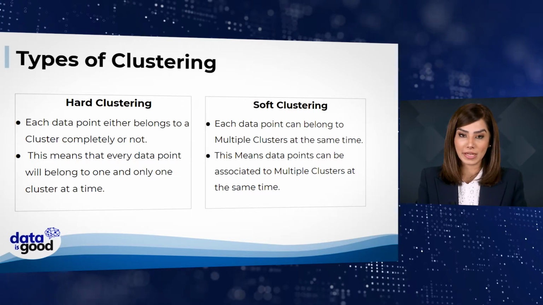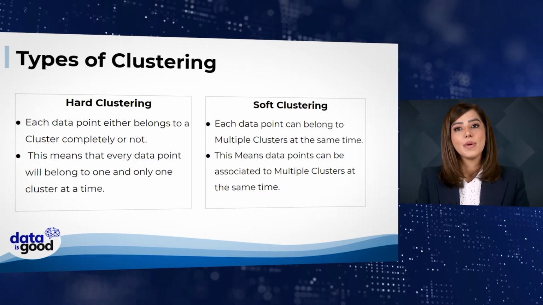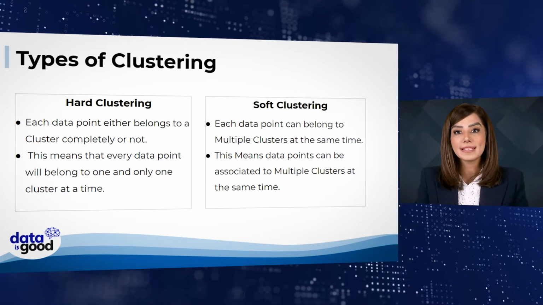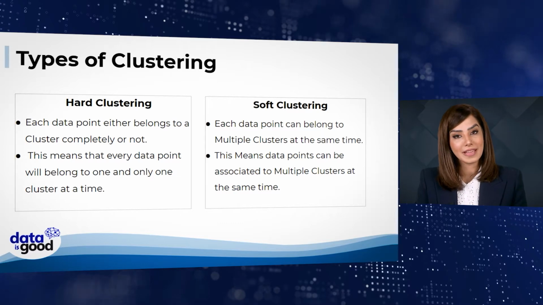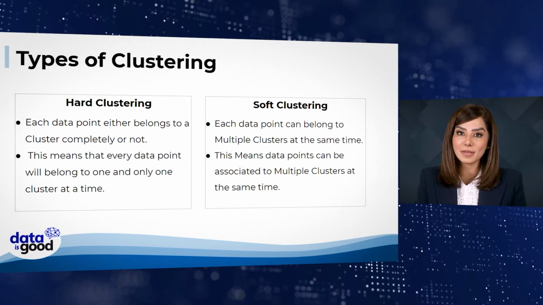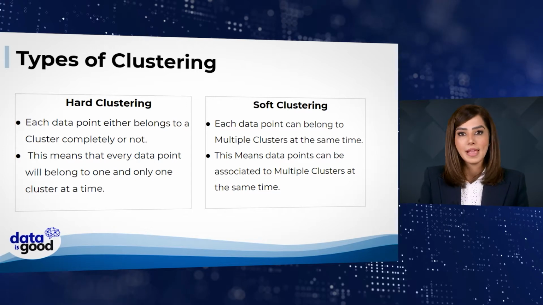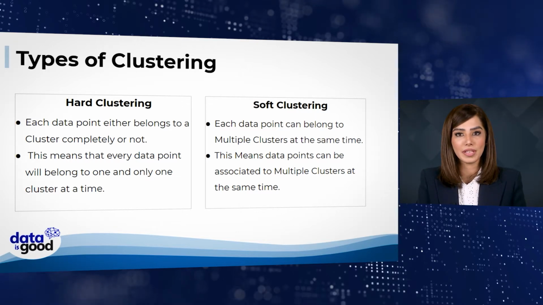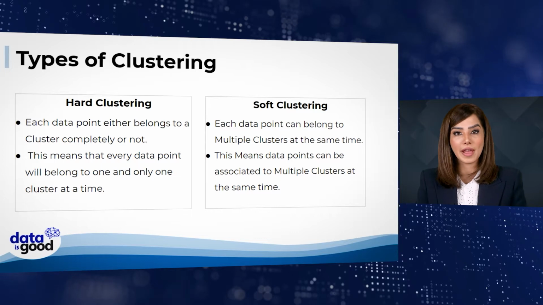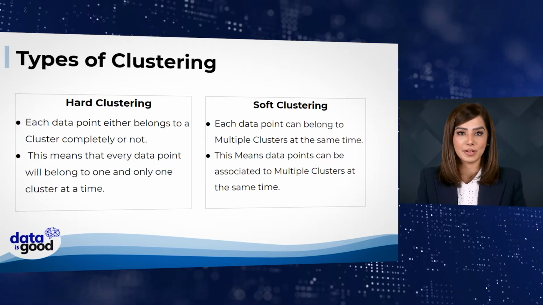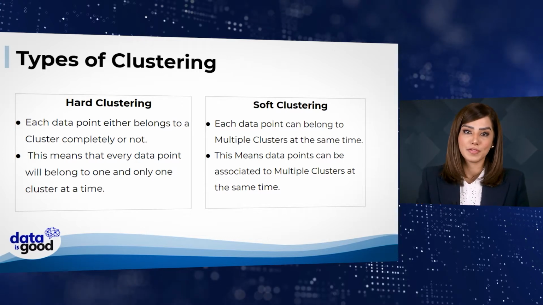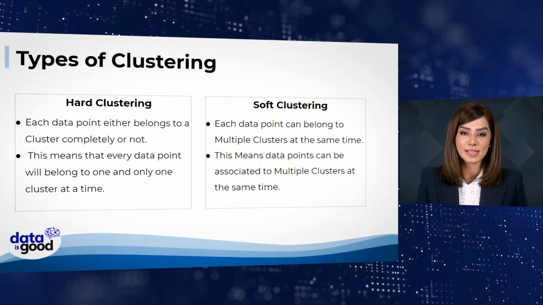Now, soft clustering. It's a type of clustering analysis where a data point can belong to multiple clusters at the same time. This means that using soft clustering, we can have our data points associated to multiple clusters at the same time. In most cases, we'll prefer hard clustering as we want every data point to be in one cluster only. But there will be special cases where soft clustering can also be preferred. Apart from hard clustering and soft clustering, there are some more types of clustering. Let's discuss those models as well.